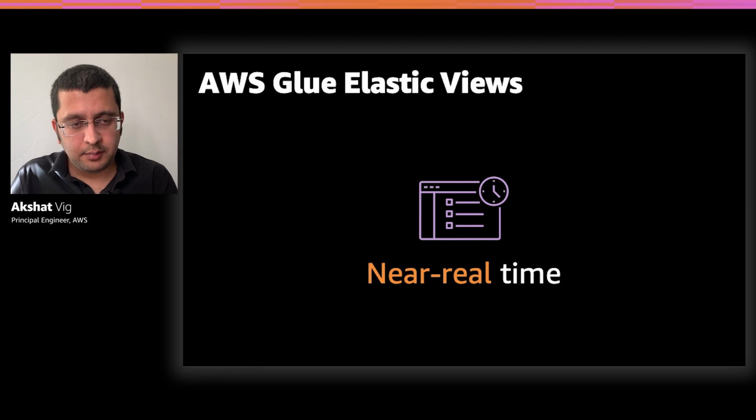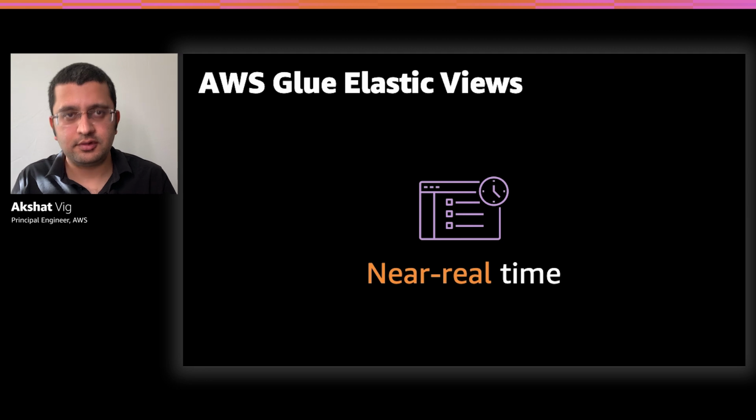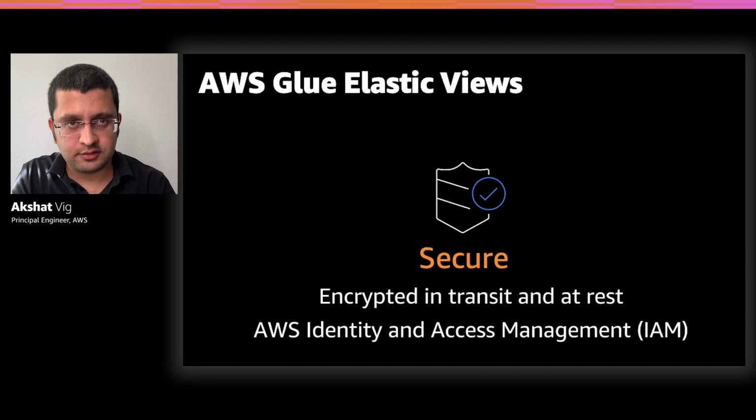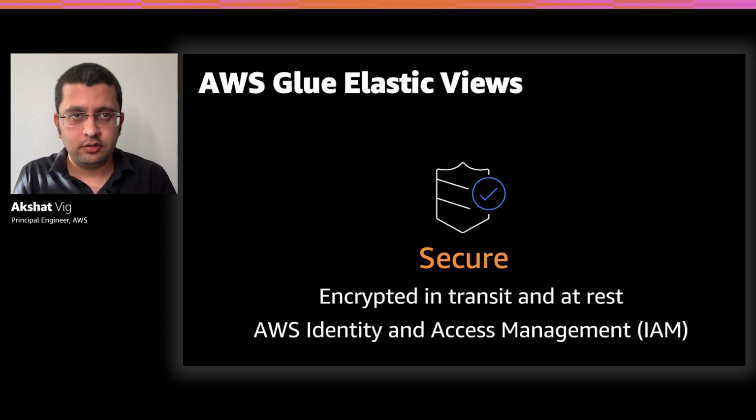Another thing about Glue Elastic Views is that it continuously monitors the source data store for any changes that are happening, and ensures that the target data store materialized views are actually in sync. So targets are kept in sync as the changes are happening in the source data store. Just like any other AWS service, Glue Elastic Views is secure. All the data is encrypted in transit and at rest. And we also use AWS Identity and Access Management, IAM, to give you full control on how you want to manage access of the data.